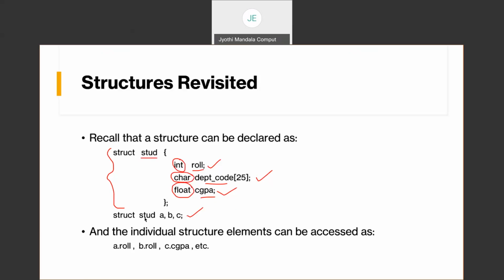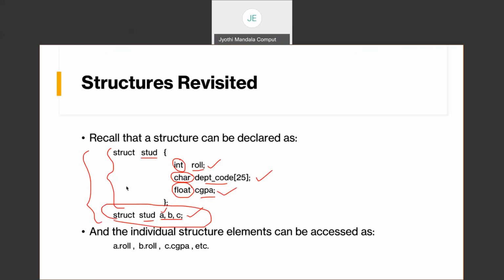Now once a structure is defined like this, we can create variables for it by writing struct, which is a keyword, then the name we have given for the structure, and then the variables you want to create. Then A will have roll number, department code, CGPA, and B will have roll number, department code, CGPA, and C also will have all three. In the last class we learned that for declaring structure variables we have 4 methods, and any one of those 4 methods can be used. This is one among those 4 methods.